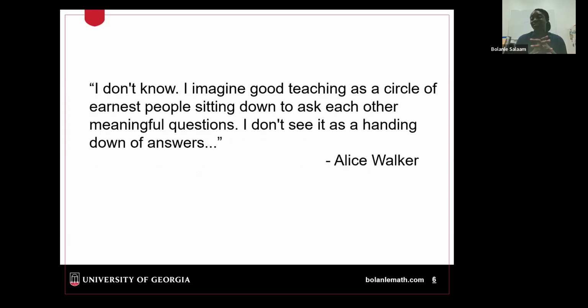Okay. And it's just a really great quote from Alice Walker that also kind of explains how I teach. She says, "I imagine good teaching as a circle of earnest people sitting down to ask each other meaningful questions. I don't see it as a handing down of answers." And this is pretty much also how I teach. So I do not want to be seen as the authority in the room over all the students, just telling them that they're good or bad at math, but as someone who's just had experience with mathematics, and I can maybe give some insight into why I do mathematics the way that I do it.